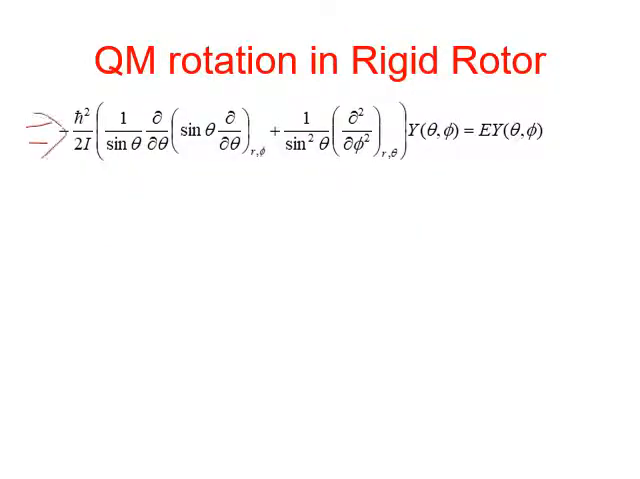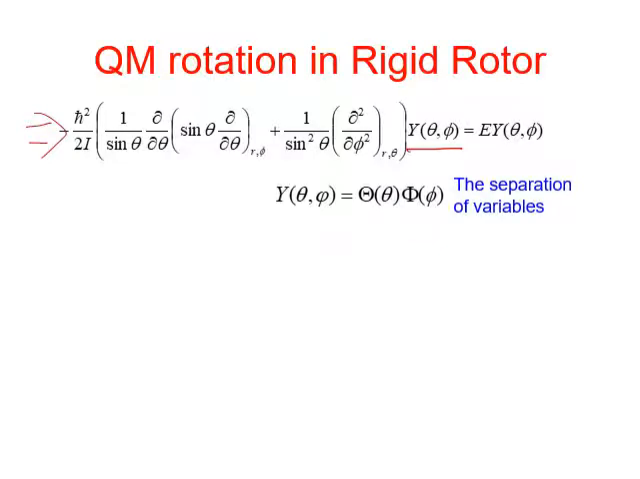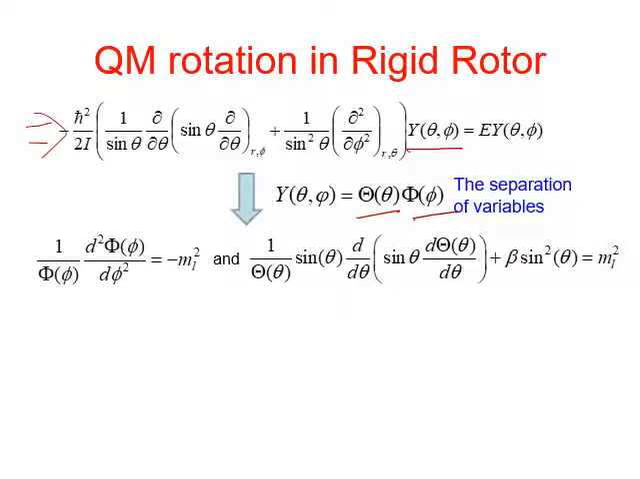Here is the Schrödinger equation for rigid rotor in spherical coordinates. The wave function can be written as a product of two functions, one only contains theta, one contains phi. By doing that, the Schrödinger equation can be separated into two equations, one contains phi, one contains theta. Now, these two equations are not independent. They are both equal to ml squared. ml is a number that is to be determined.